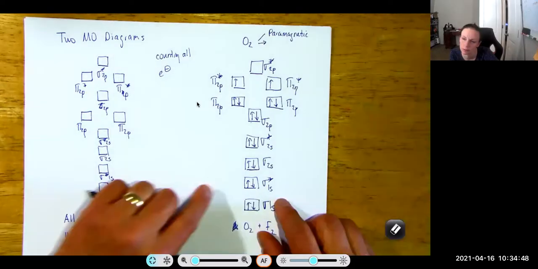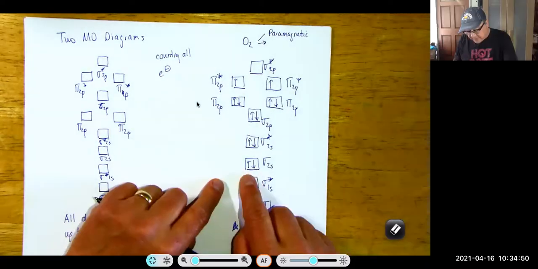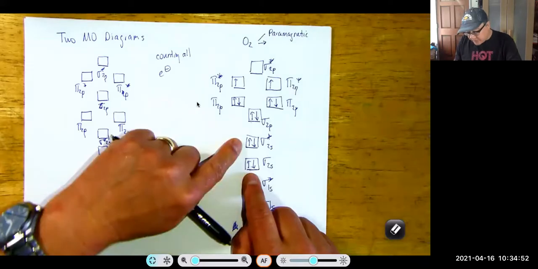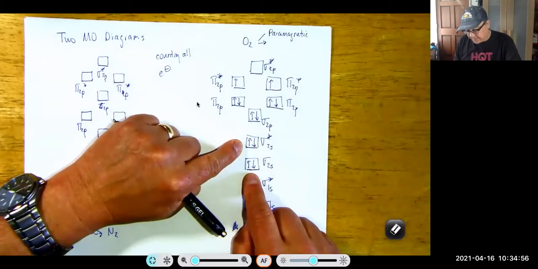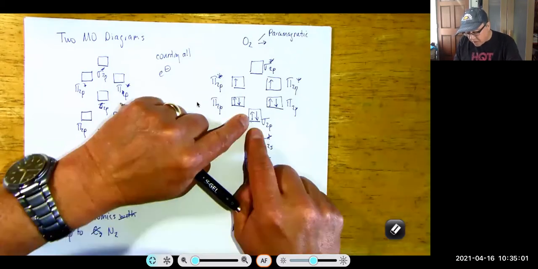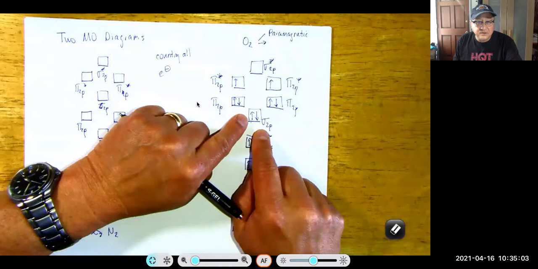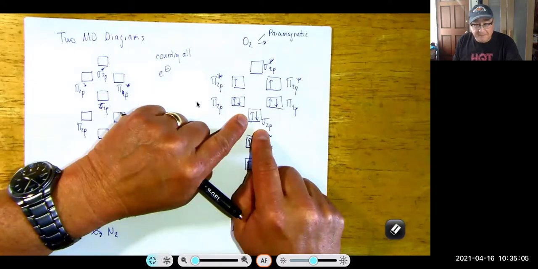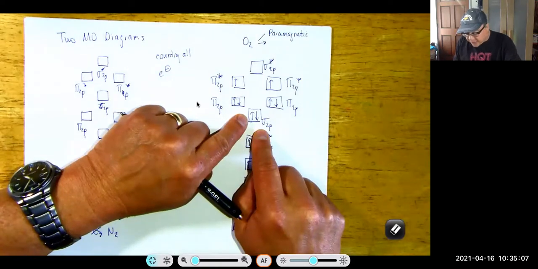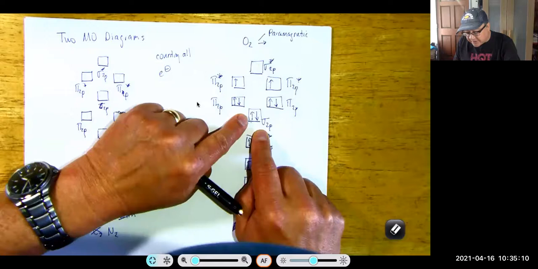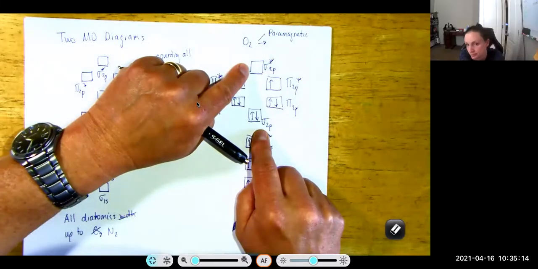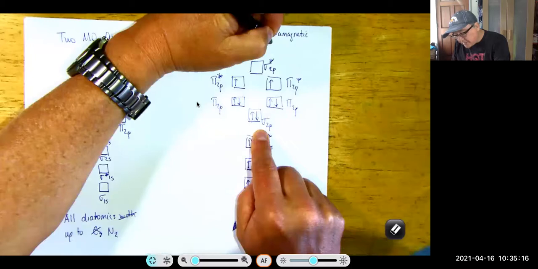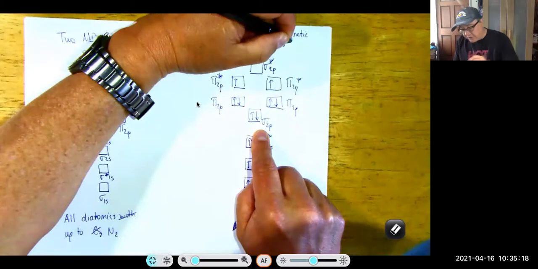Do you see this 2s bond? It's canceled by the sigma star 2s electrons. Okay. Do you see this sigma 2p bond right here? Because 2 electrons is a bond, right? Is it canceled by any electrons in the sigma star 2p? No. So we've got 1 sigma bond here in O2.